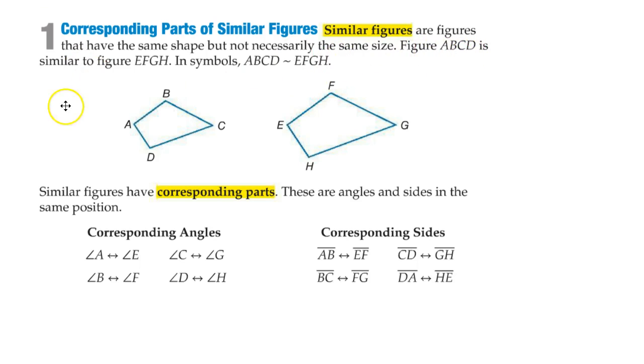Figure ABCD is similar to figure EFGH, and in symbols we use a little tilde, like you did in Spanish class, and that means similar to. So ABCD is similar to EFGH. Now there is one thing that is important here. The order of letters is important because we're going to talk about corresponding parts. A corresponds to E, B corresponds to F, C corresponds to G, and D corresponds to H.